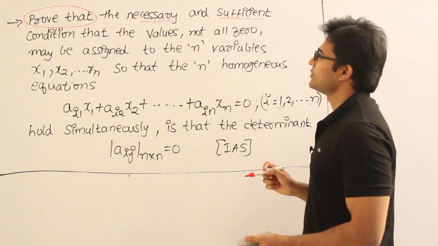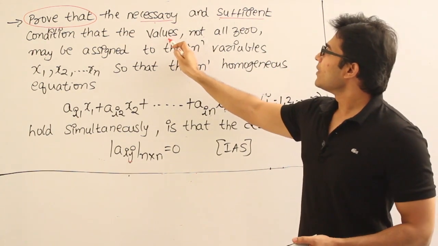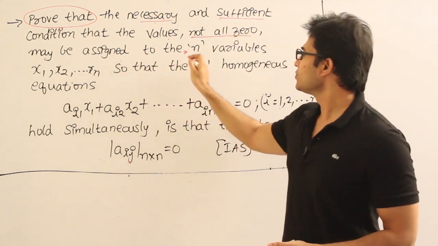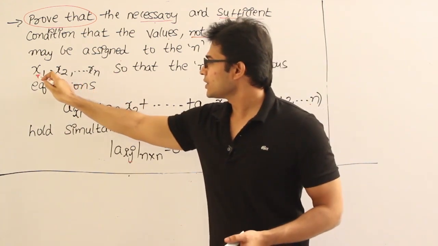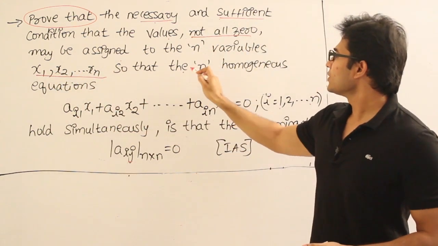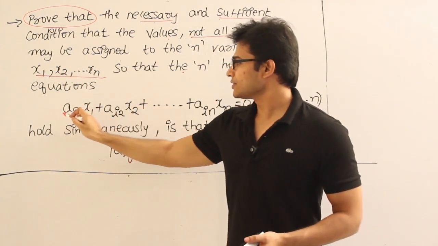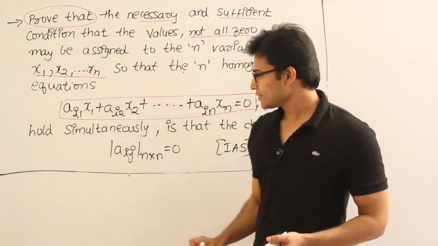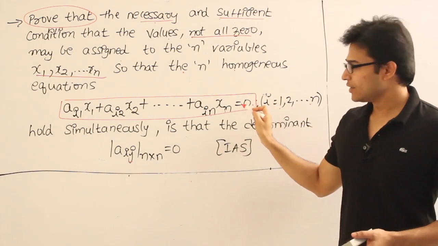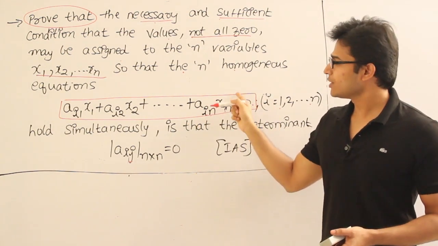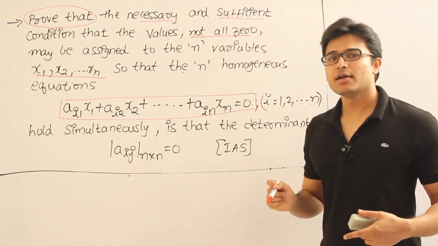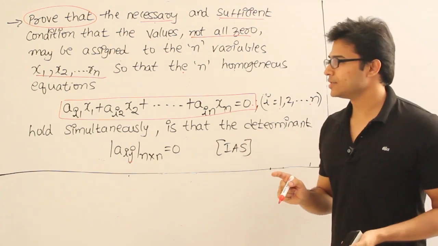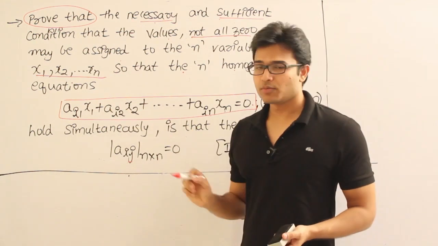Necessary and sufficient conditions that the values, not all 0, may be assigned to the n variables x1, x2, so on xn, so that n homogeneous equations, these are n homogeneous equations, are given. Why are they homogeneous? Because there is 0 here. There is no constant term. Every term in the equation is accompanied by a variable whose degree is 1. Therefore, they are all homogeneous. Okay. Now, it is a homogeneous equation.